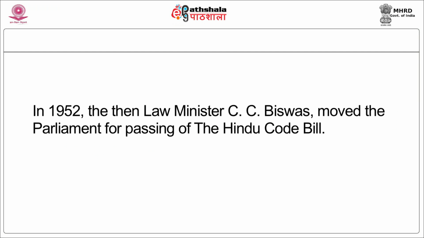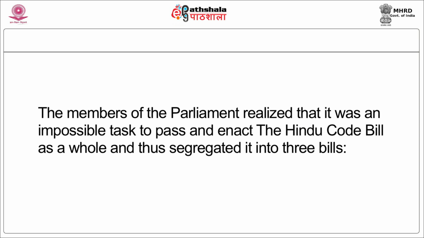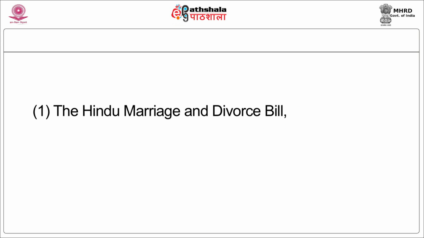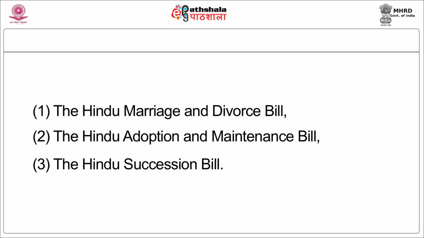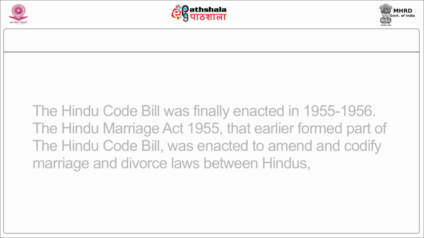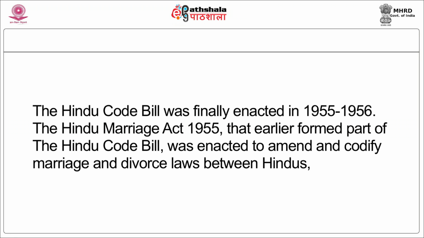In 1952, the then Law Minister C.C. Biswas moved the Parliament for passing of the Hindu Code Bill. The members of the Parliament realised that it was an impossible task to pass and enact the Hindu Code Bill as one whole, and thus divided it into three separate bills. First, the Hindu Marriage and Divorce Bill. Second, the Hindu Adoption and Maintenance Bill. And third, the Hindu Succession Bill. The Hindu Code Bill was finally enacted in 1955 to 1956.